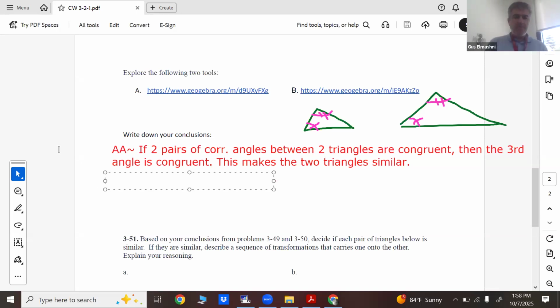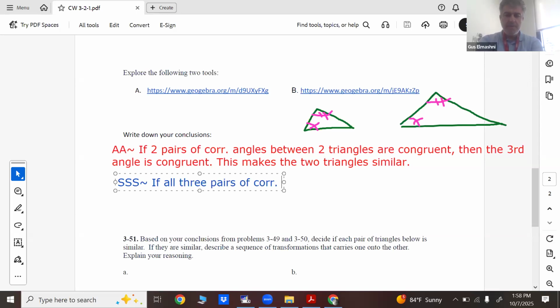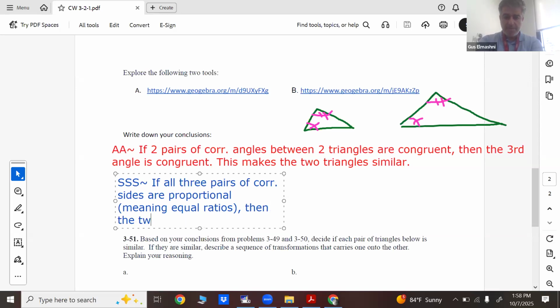Now, there's another one. I'll change colors, so we'll keep it in blue. It's called the SSS similarity. And what that means is that if all three pairs of corresponding sides are proportional, meaning equal ratios, then the two triangles are similar.